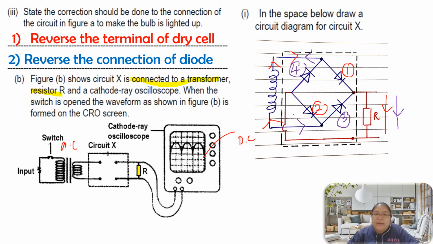So from here, the second cycle can also be produced. Okay, the second cycle is also a direct current because I refer to the R. R will join with the CRO. So from here, I will continue to get the full wave rectification. So what you need to draw is this part for the bridge rectifier in the circuit X. So make sure the connection you draw must be correct.